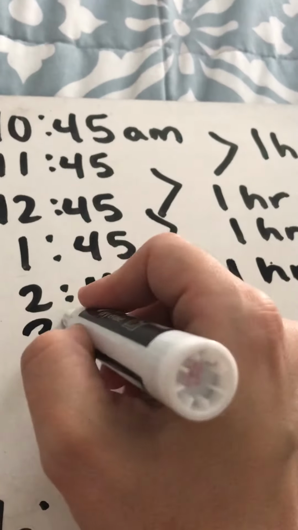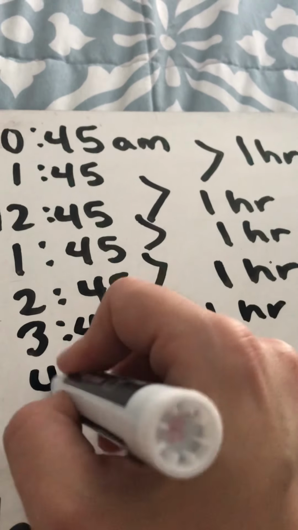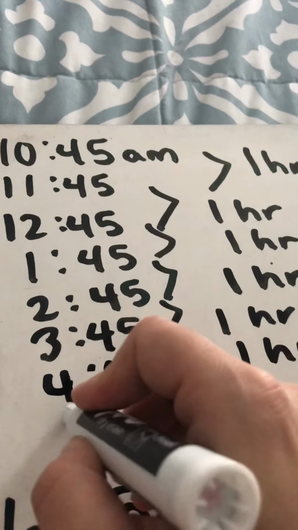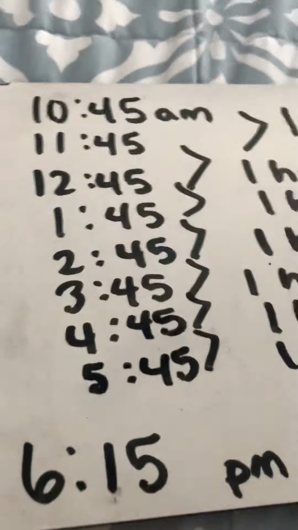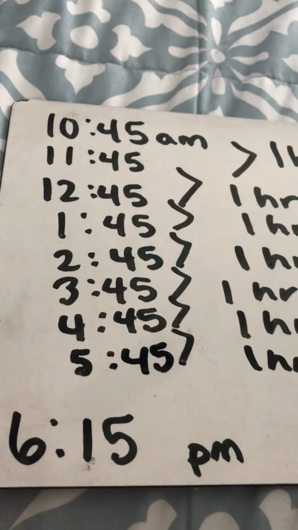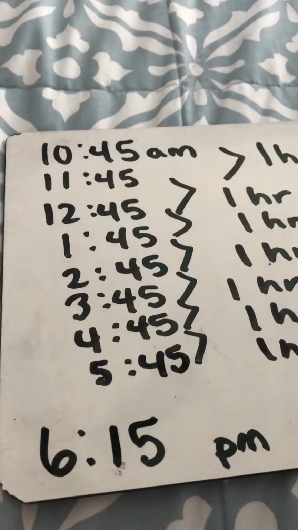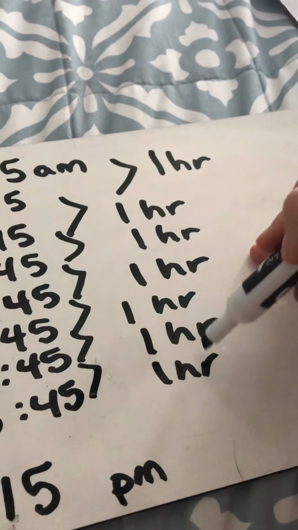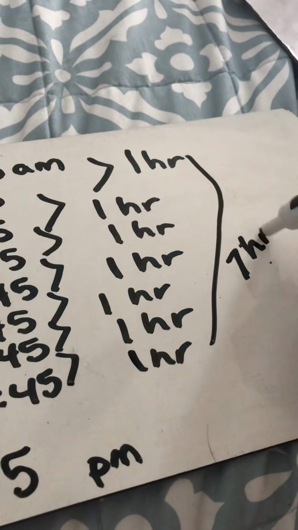From 2:45 to 3:45, one more hour. 3:45 to 4:45, one more hour. And then 4:45 to 5:45 is my last hour. And I stop there because if I go one more hour, it's going to be 6:45, and it tells me I ended at 6:15, so I cannot go till 6:45. So I stop there. This is how many hours I have. 1, 2, 3, 4, 5, 6, 7 hours. So this totals 7 hours.